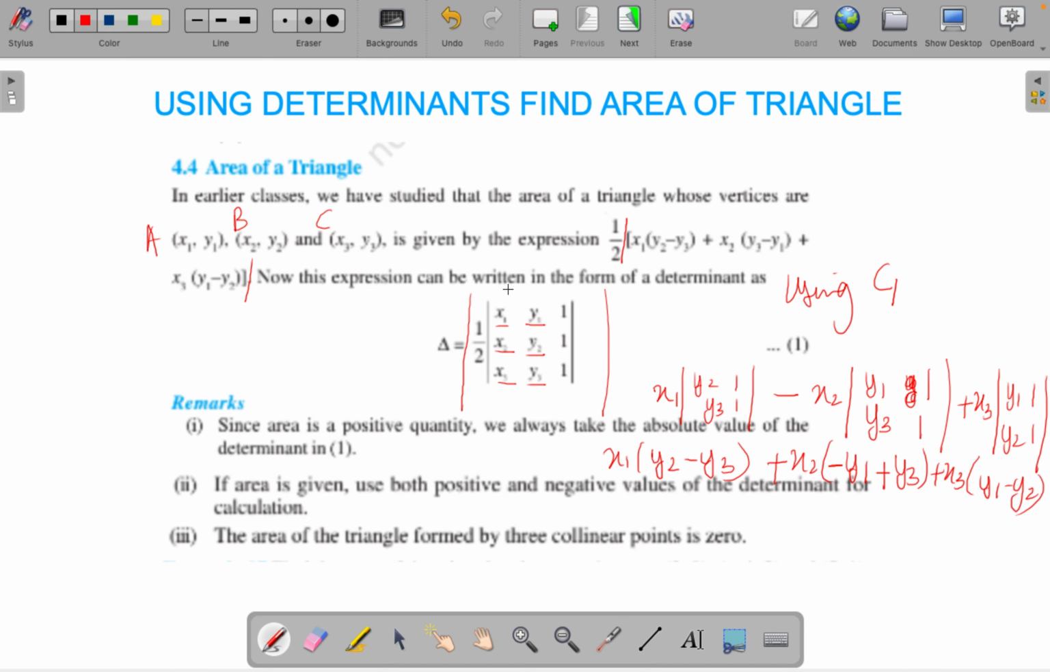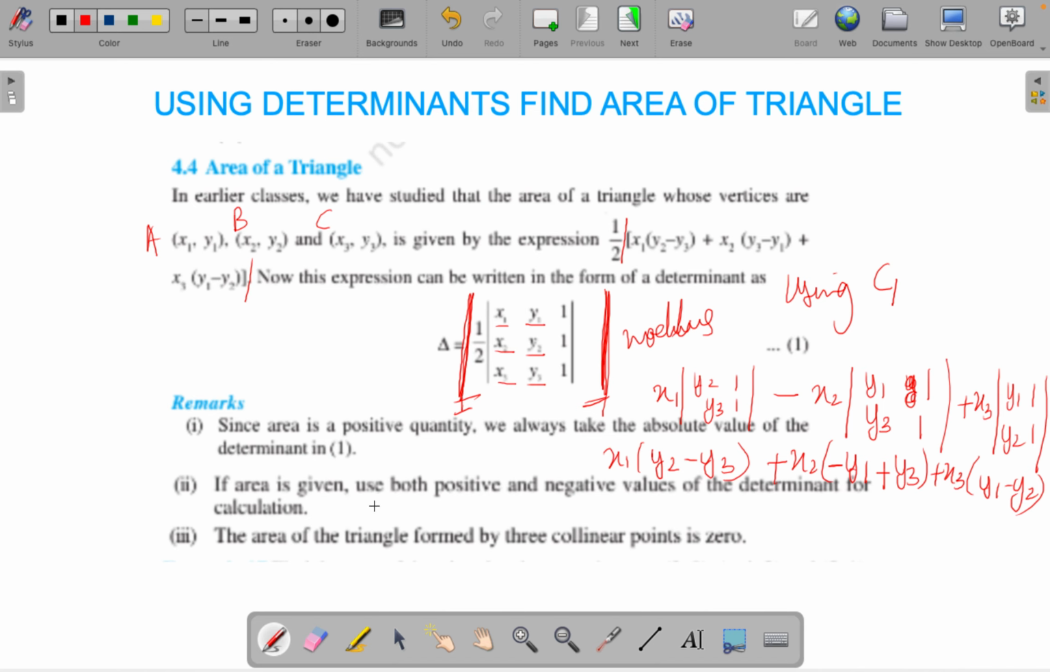So that is why the area of the triangle, which you have already learned in coordinate geometry in class 10th, can also be written in the form of a determinant. And obviously you should remember that since we are talking about the area, it is always a positive number, so this represents the modulus, right? Alright, let's move ahead, children. Since the area is a positive quantity, we always take the absolute value of the determinant, that is the modulus.